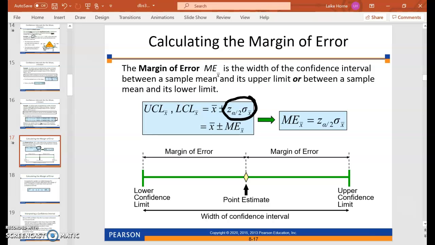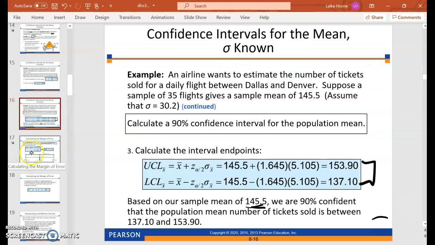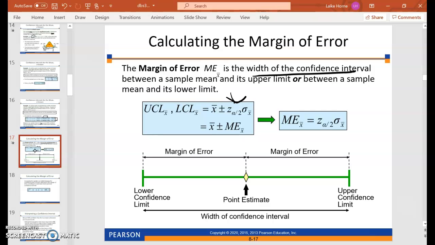Now, when we multiply our z-score times our standard error of the mean, that is the margin of error. Okay, so that's another way to look at those two values being multiplied together. What is the margin of error? It's the width of the confidence interval. So when we did that, our margin of error was 1.645 times 5.105.